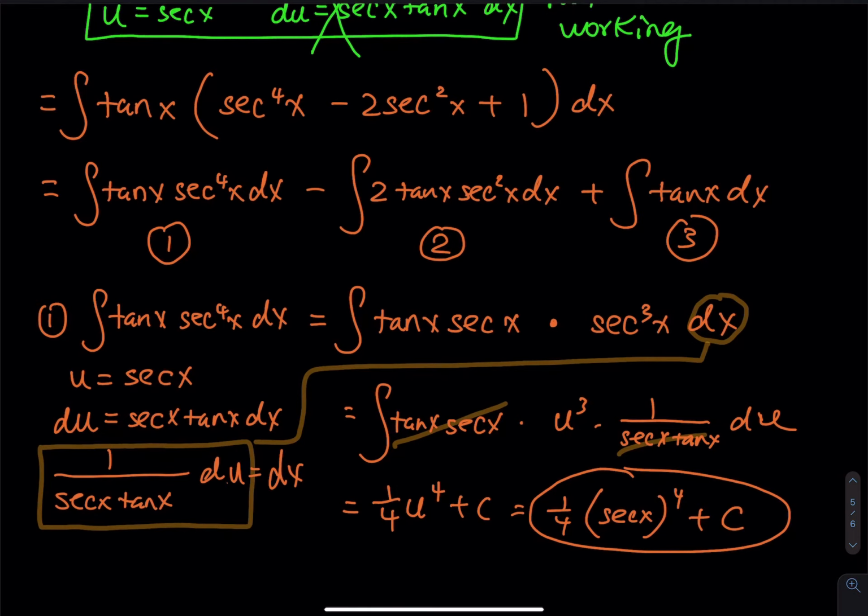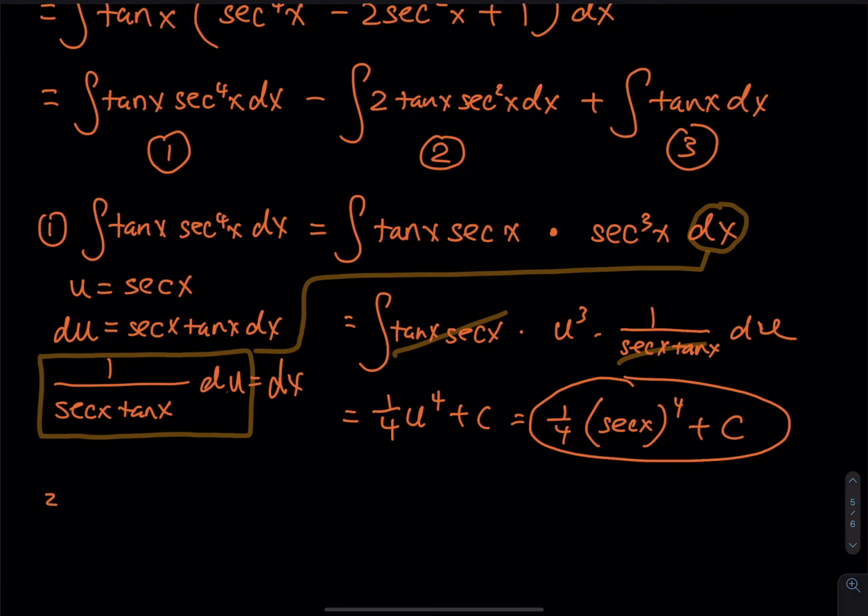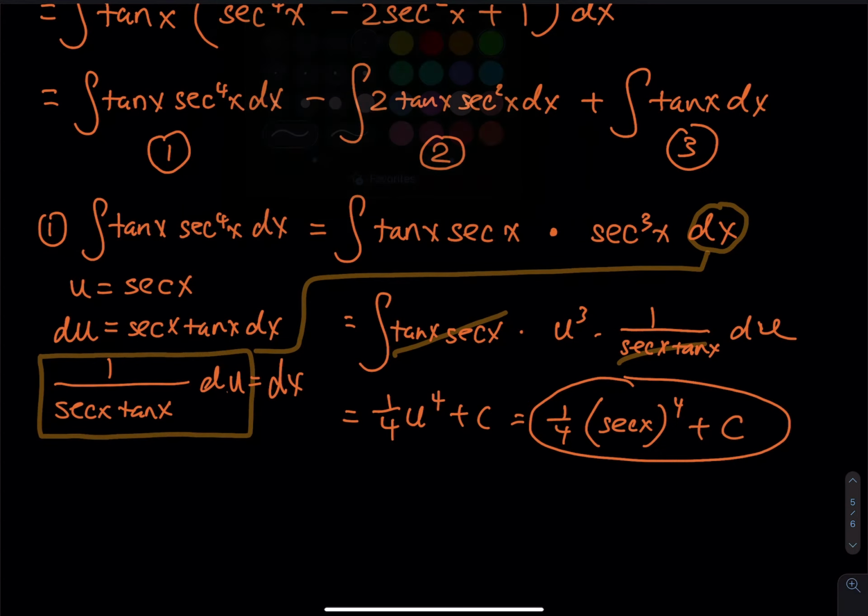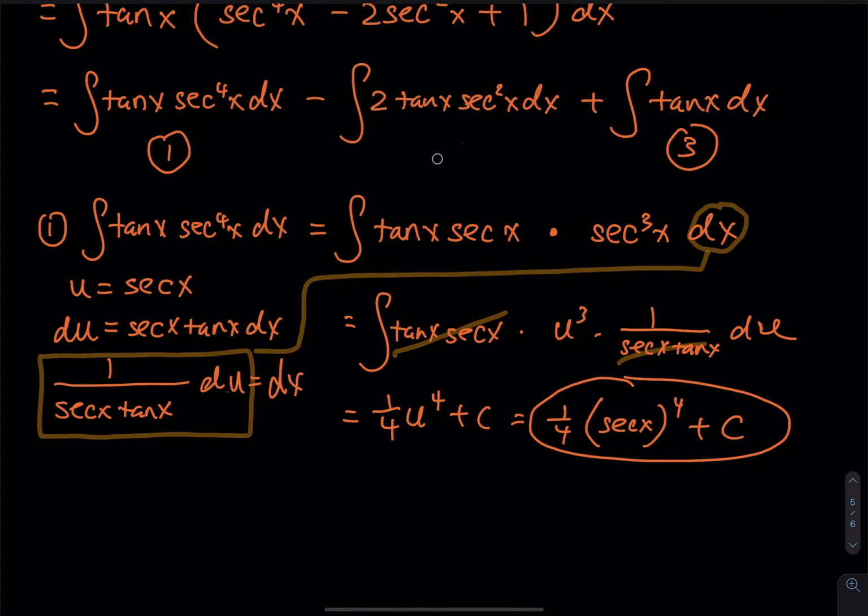Number 2 is, let's just do number 2 in a different color, shall we? So number 2, let's do that in green. So I'm going to erase this 2 and then put that in green. So number 2, we have a minus 2 integral tangent secant square x dx.